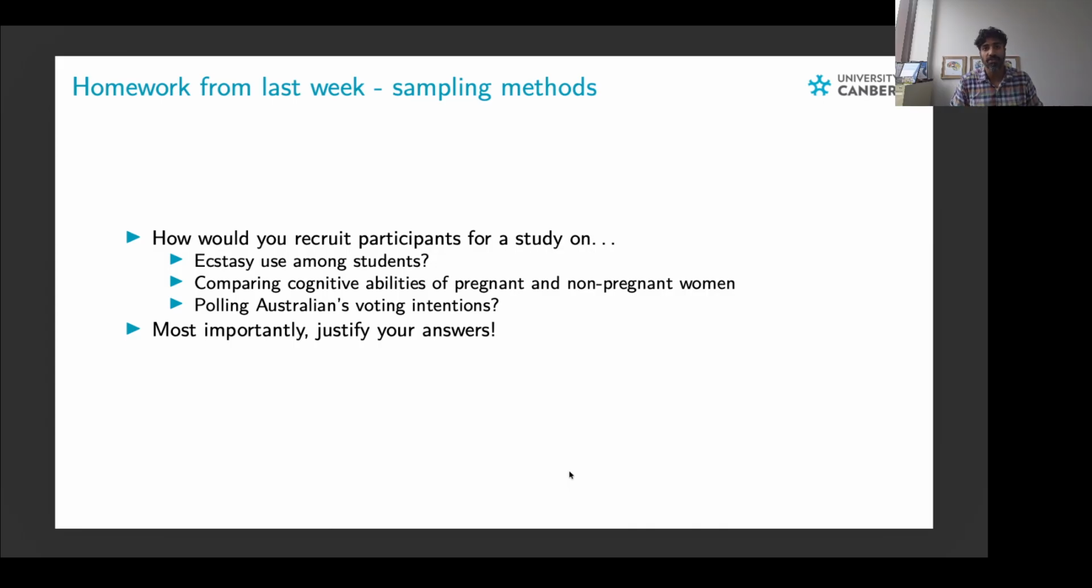Comparing cognitive abilities of pregnant and non-pregnant women, again, you have a desired population in mind, which is women who are pregnant or women who are not pregnant, and you're comparing cognitive abilities. So you could possibly do both. So you could do the probability sampling and get a sample of, say, all of Australia, and then have inclusion-exclusion criteria that allows you to select the people for your study that are appropriate. So women who are pregnant or not pregnant.